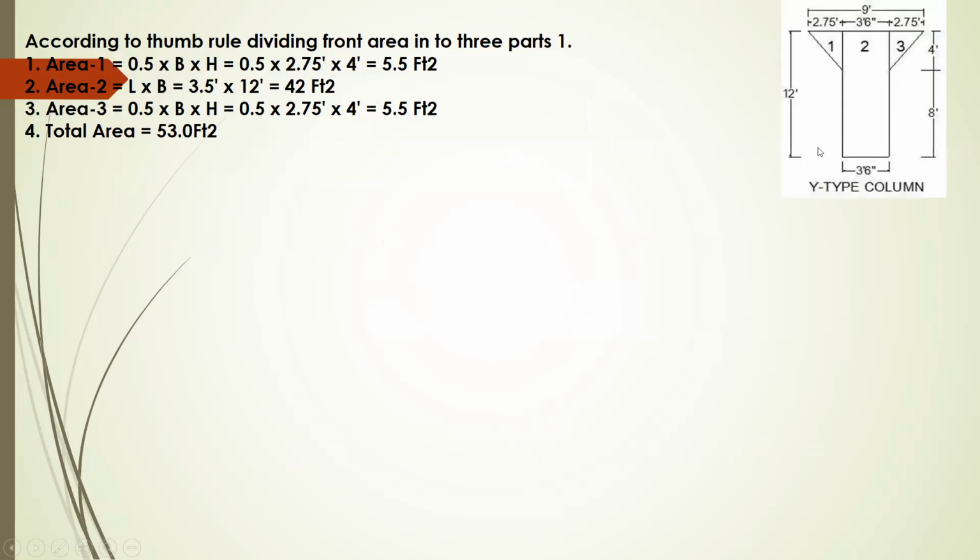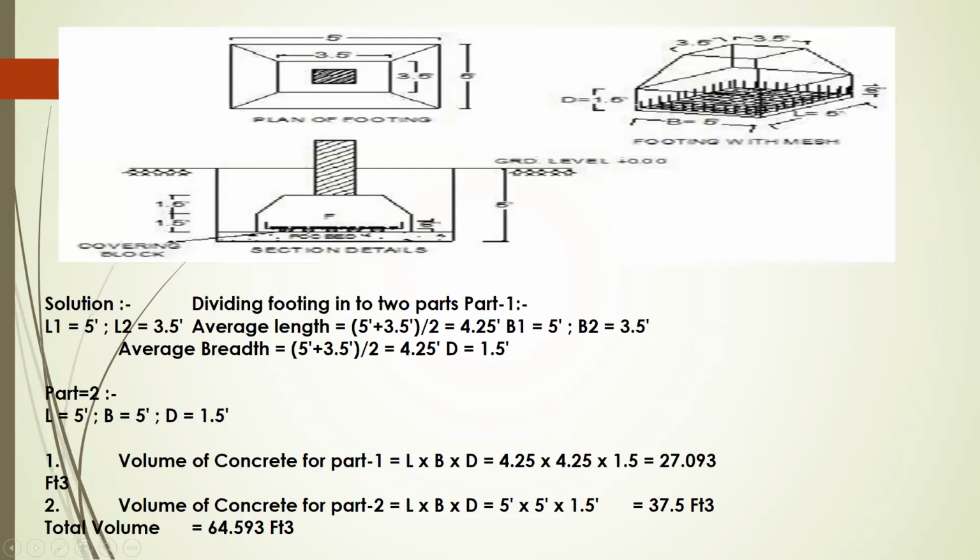According to thumb rule, these Y columns can be divided into three parts, 1, 2, and 3. Okay. Area 1, 0.5 into breadth into height, that is 0.5 into 2.75 into 4, 5.5 square feet. Area 2, length into breadth, 3.5 into 12 is equal to 42.5 square feet. Area 3, 0.5 into breadth into height, that is 0.5 into 2.75 into 4, 5.5 square feet. Total area will be 53 square feet.